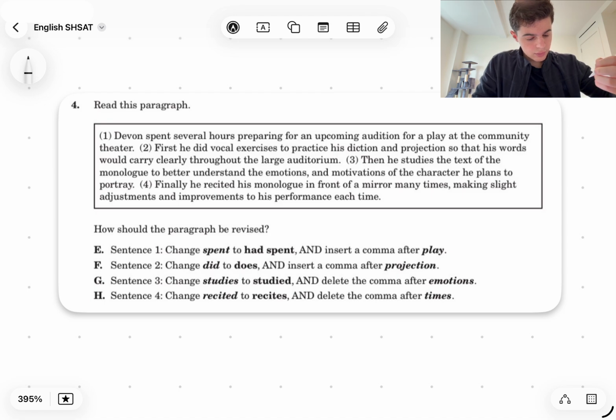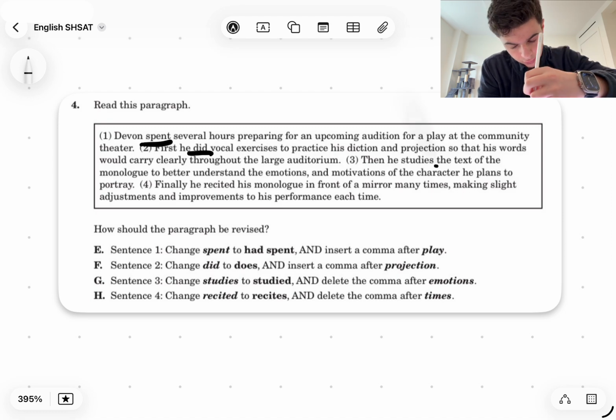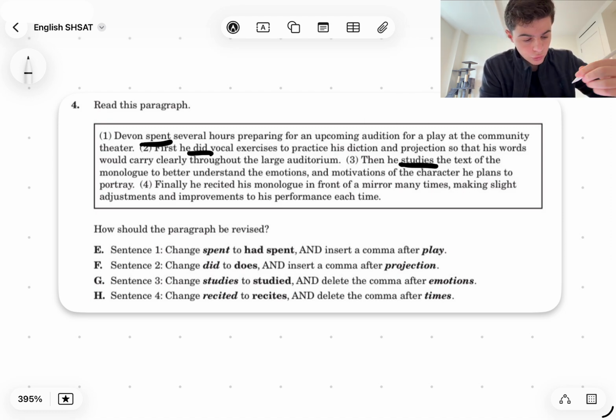Let's look at what tense we're in. What time period are we in? Well, we can look at the verbs to figure this out. It says spent, and then we see here did, so we understand that this is in the past tense. We are looking at something that happened in the past. So if we are trying to preserve our tense and time period, studies just doesn't make sense here. We're talking about the past.